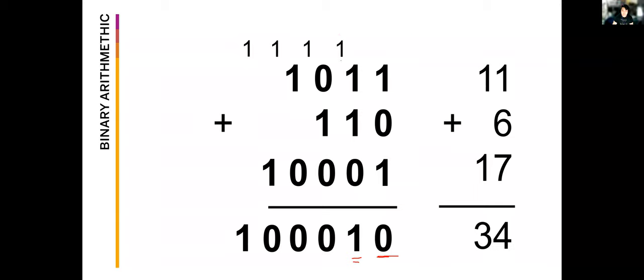Again, 1 plus 1 plus 1 equals 3, which is represented by 1, 1 on the binary scale. So we drop the first digit here, and the second digit we carry over. Okay? Clear? Kung ano nangyari?